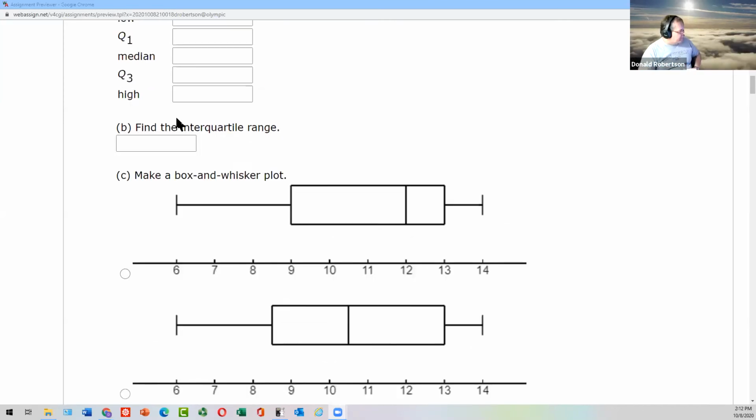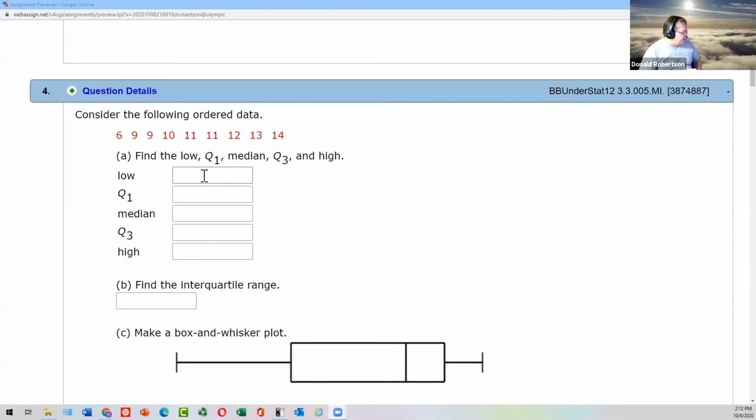But since this question is here, smallest one is 6, maximum is 14. Let's see how many numbers. 1, 2, 3, 4, 5, 6, 7, 8, 9. Would you agree that that 11 is the middle one, and that 11 that I've highlighted is the guy they call the median, right? So I'm going to put that guy in, and then I'm going to go back and highlight that again.